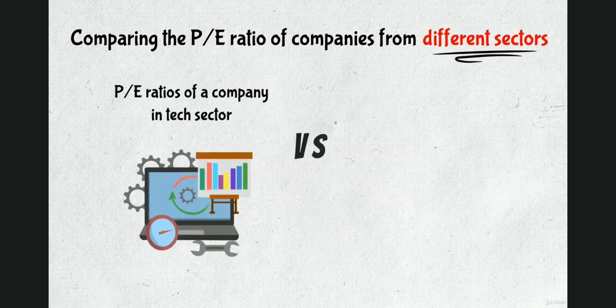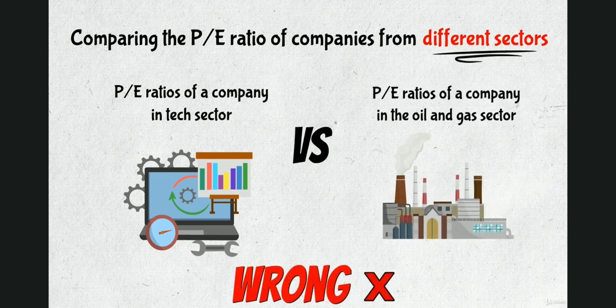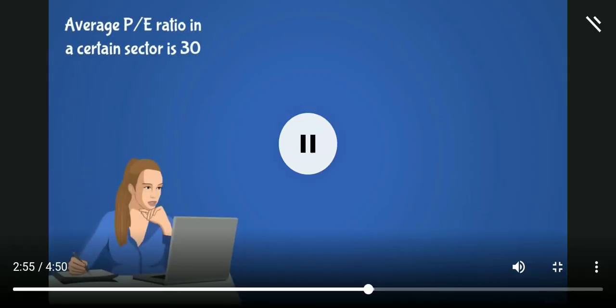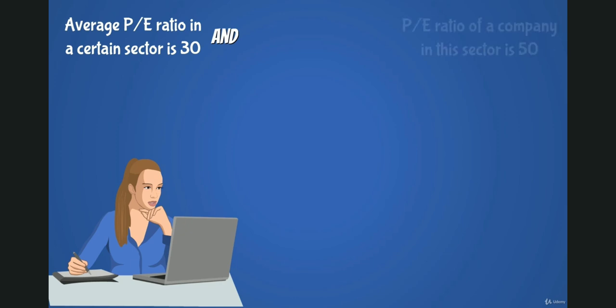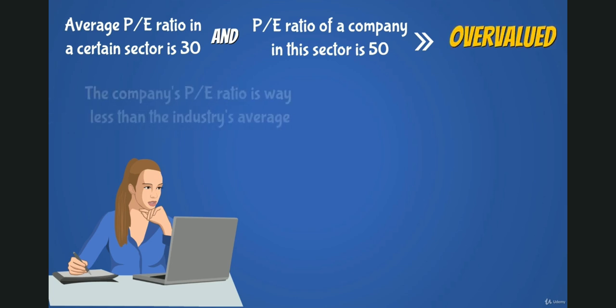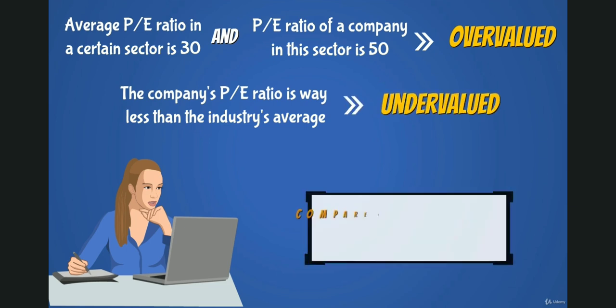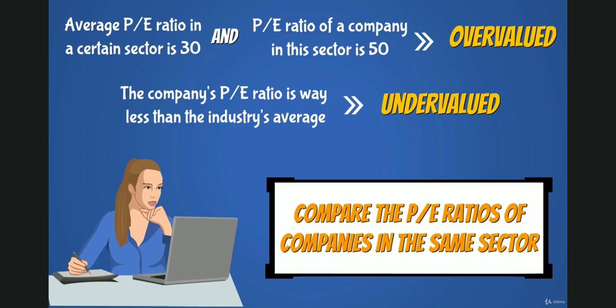One common mistake people can make is comparing the price to earnings ratio of companies from different sectors, like comparing the PE ratio of a company in the tech sector to a company in the oil and gas sector. Well, this is just wrong, so please don't do this. It's best to try and compare companies in the same sector. So for example, if the average PE ratio in a certain sector is 30, and one particular company has a PE ratio of 50, then it's likely that this company is overvalued. On the other hand, if the company's PE ratio is a lot lower than the industry average, then this company is probably undervalued. So like we said, always compare the PE ratios of companies in the same sector.